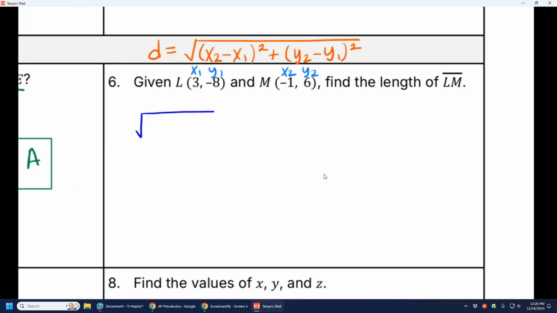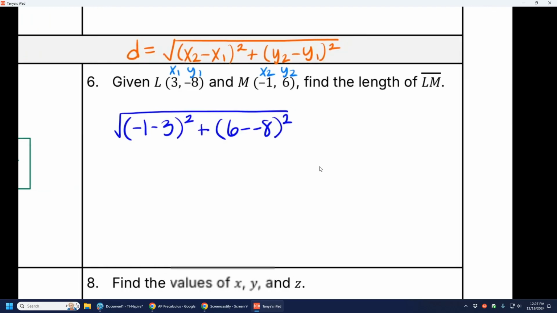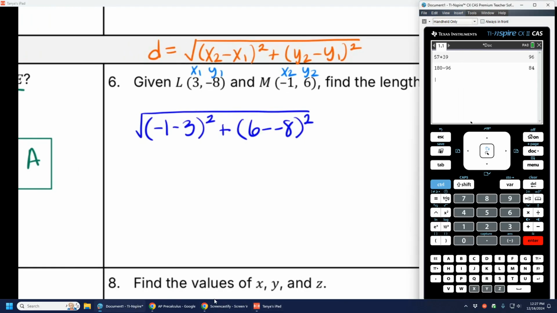And now all we have to do is fill in our formula. So long square root. We want x2 minus x1, so that is -1 minus 3. I'm going to square that. Plus, now y2 minus y1. 6 minus negative 8. I know it looks a little funny, but that's how the formula needs to be. So now we're just going to type that whole thing into the calculator.